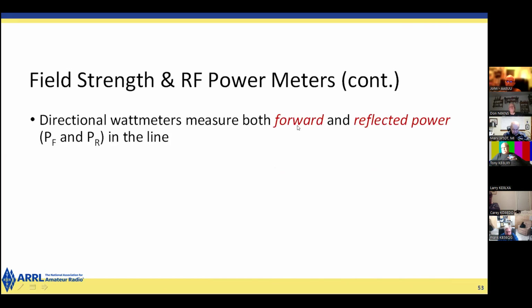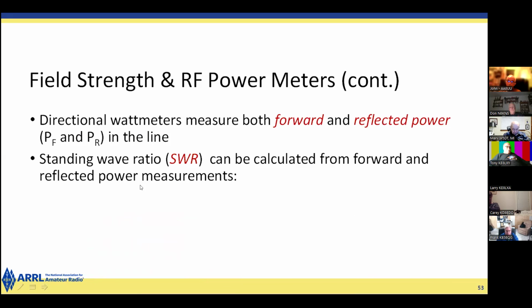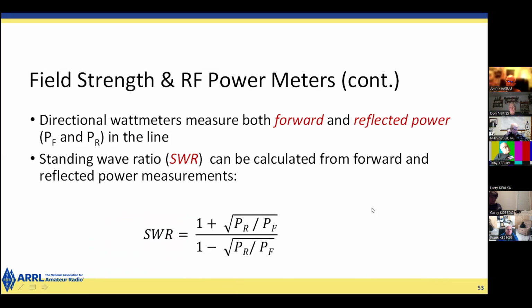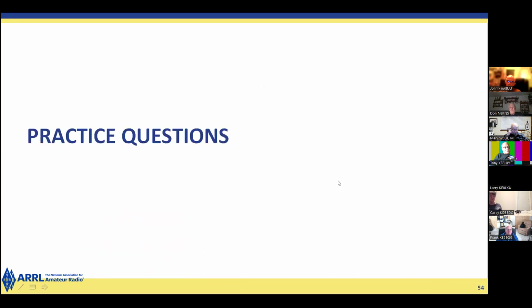Directional watt meters measure both forward and reflected power, P sub F and P sub R in the line. Standing wave ratio can be calculated from forward and reflected power measurements. Ooh, they're going to give it to us. Yes, sir. The square root of P sub R over P sub F, one plus that over one minus that. Oh boy. I wonder if that'll be on the test. We'll find out. Practice questions, and then we can take a break.